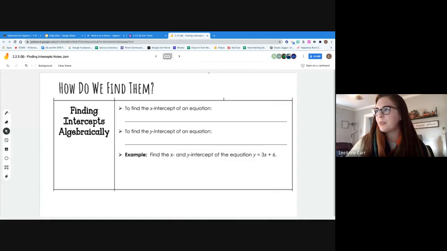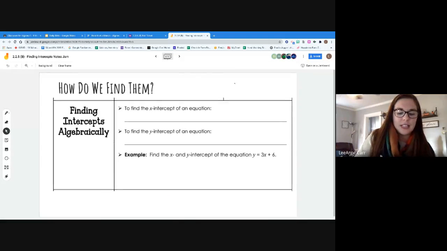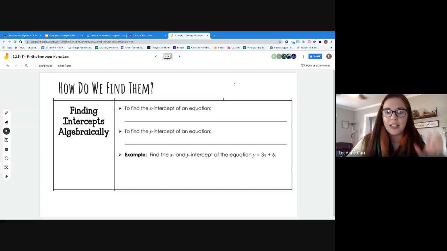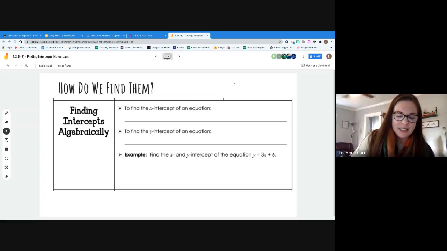Here we go. All right, now today we're not just gonna look at graphs and identify these intercepts though. What we're gonna do is I'm gonna give you an equation and you guys are gonna have to solve for the intercepts. And there's a specific way of doing that. If I want to find the x-intercept of an equation, our trick that we're going to do, we're going to plug in 0 for y.